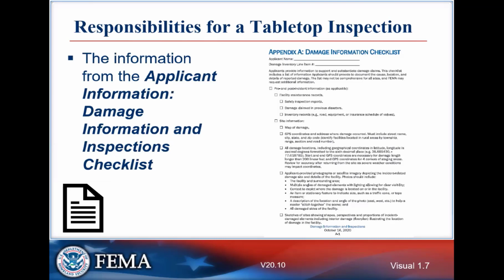This includes pre- and post-incident information, such as maintenance records, safety inspection reports, damages claimed in a previous disaster, if applicable, as well as inventory records, along with the specific site information, such as a site map of the damage, GPS coordinates, photos of the damages, any sketches, and specific dimensions and material type per damage component. So at this time, I'm going to pull up the Appendix A damage information checklist and walk through that with you.